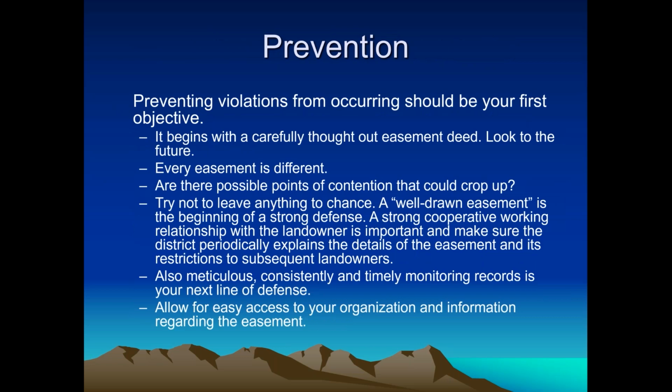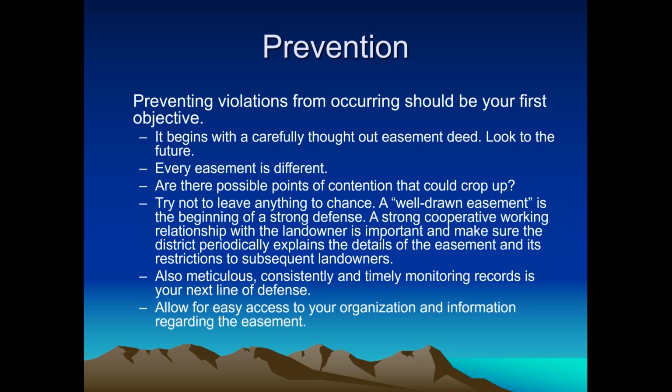So let's talk a little bit about prevention. Preventing violations from occurring, of course, should be your first objective. It begins with careful thought, especially if you're starting out with a new water retention structure and you're going out to get new easements, then you definitely want to think out what that easement should say. Every easement is different, so you want to look at what kind of issues could come up, what you should maybe be looking at addressing. Try not to leave anything to chance. There's no way that you can cover everything, but there are certain topics that you could cover.